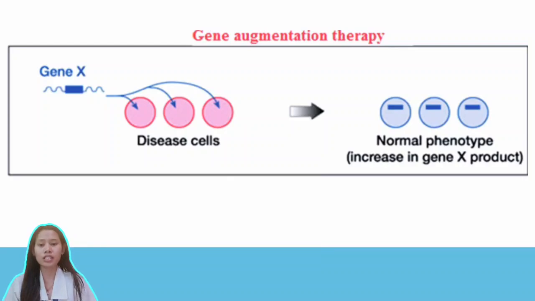And the process is you are just going to add a healthy gene through a package inside a harmless virus, and it will be delivered to the patient's cells. Once inside, the new gene produces a needed protein, allowing the cell to function normally again.